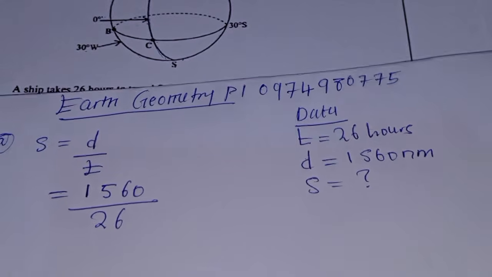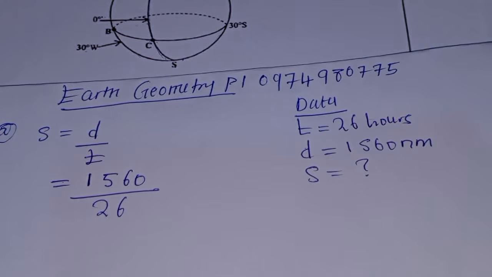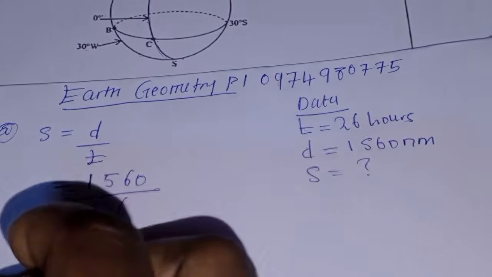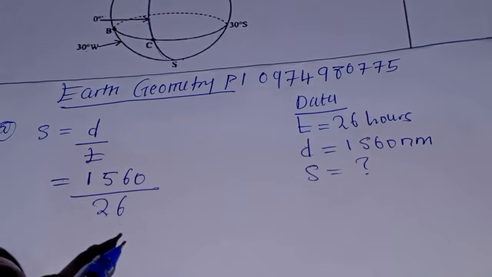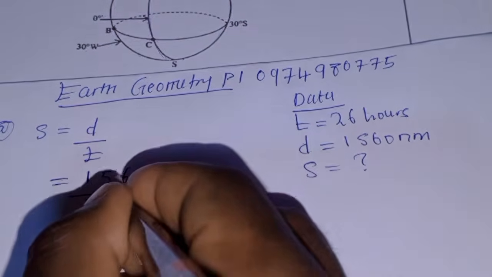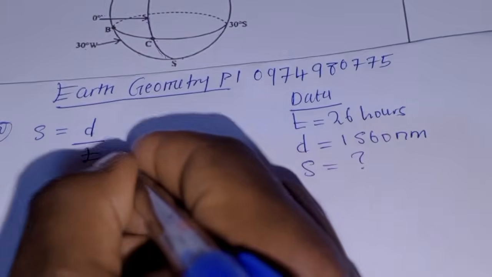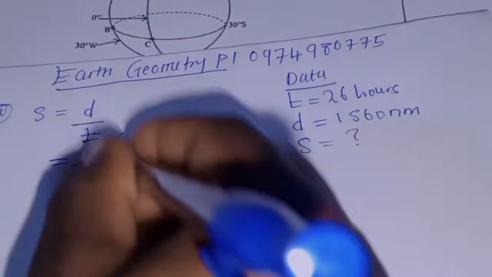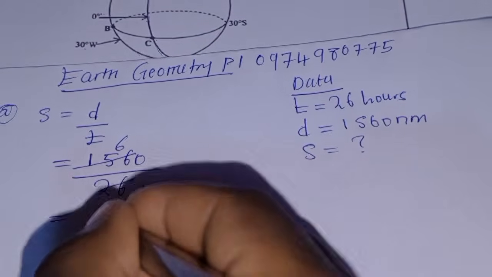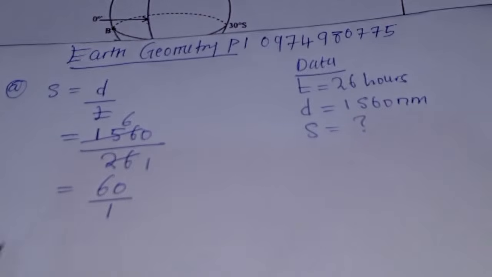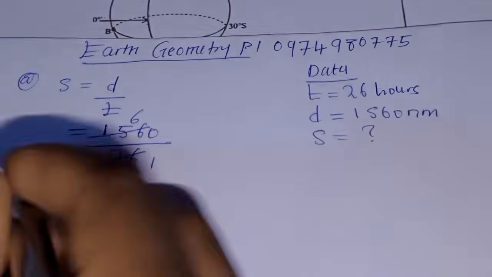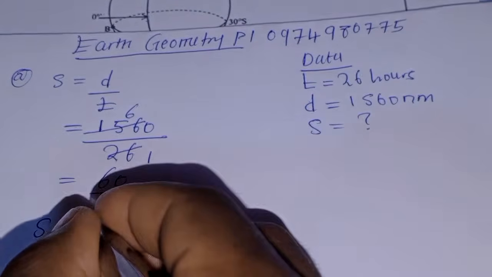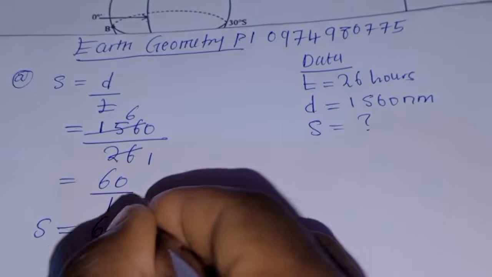Now here we need to divide. Remember, this is Paper 1, you don't even have a calculator. So you know that 26 can go into 156 how many times? 6 times. So here you can simply reduce by saying 26 here, 1, 26 there, 6. You're going to remain with 60 over 1. So your speed will finally be equal to 60 divided by 1, you are going to get 60 knots.